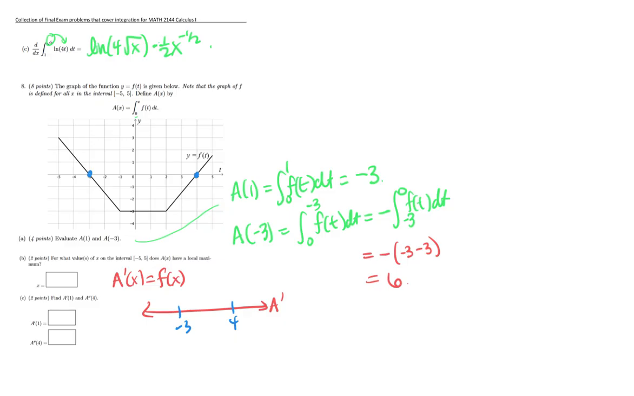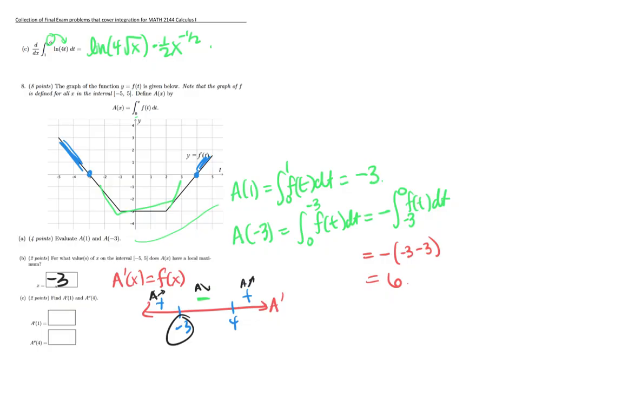So a prime is positive. It's above the x-axis here and here. And a prime is negative, or below the x-axis, here in the middle. So that means that a is increasing, and then a is decreasing, and then a is increasing. So a local maximum will occur at x equal -3.